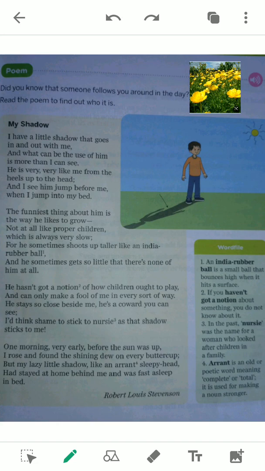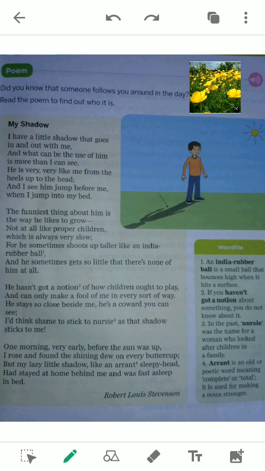Today I will discuss the poem My Shadow of your first chapter. Before discussing, we should know the definition of shadow, how the shadow is formed.